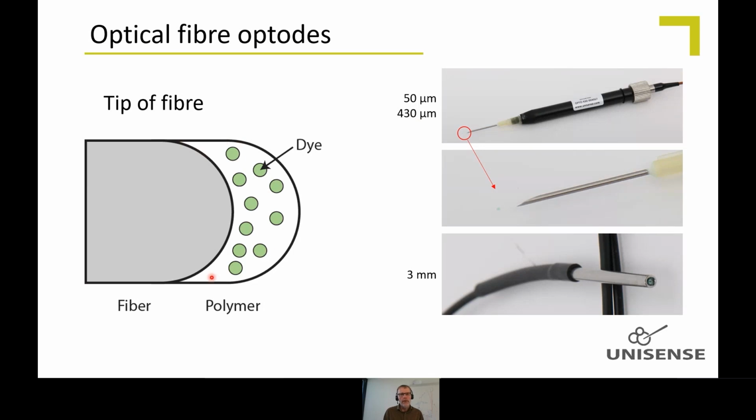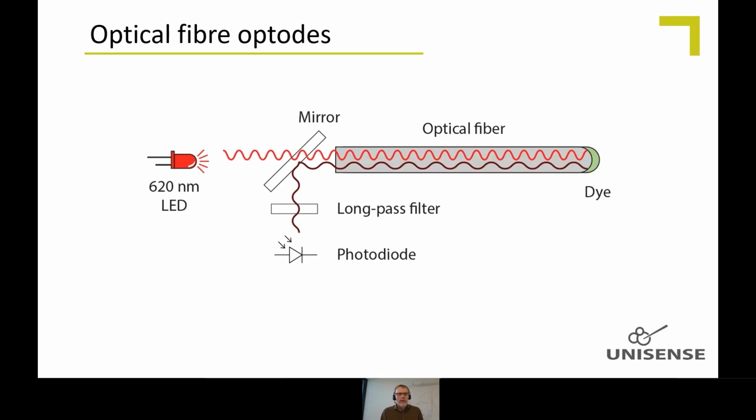This fluorescent dye, for the fiber types, the 50 micrometer and 430 micrometer fiber, is placed on the tip of the fiber, embedded in a polymer. On the 3mm diameter steel tube, it's placed in the opening of the steel tube here. So it's a very handy sensor, very robust and very easy to use. The excitation of the dye is done by the optical meter. There's a photodiode that emits light, goes through this half-transparent mirror, through the optical fiber out to the dye. The fluorescence is then transmitted back, reflected by the mirror and measured by a photodiode.